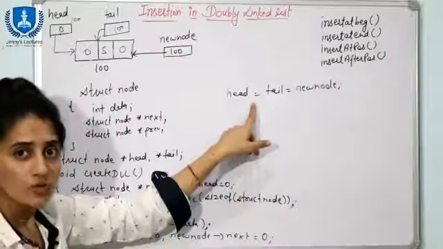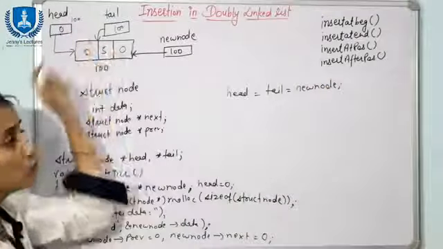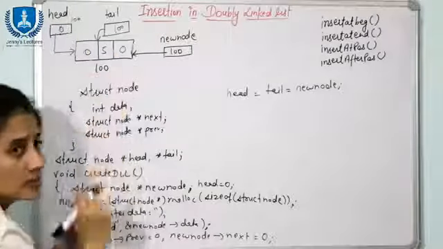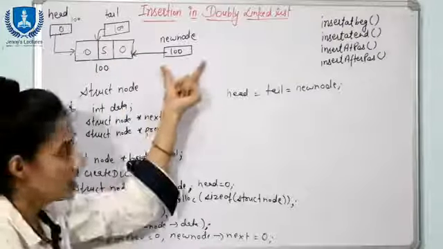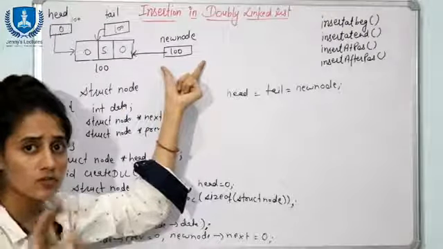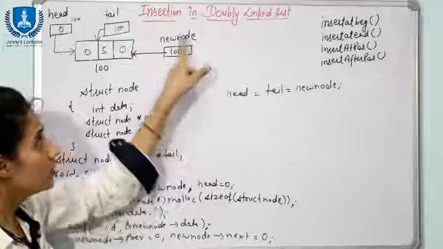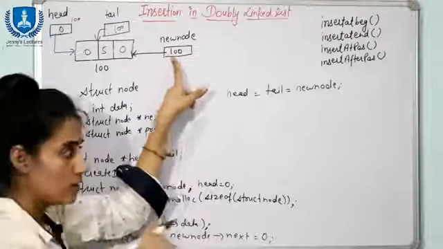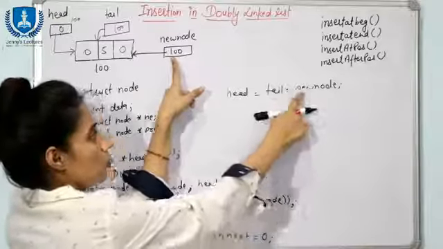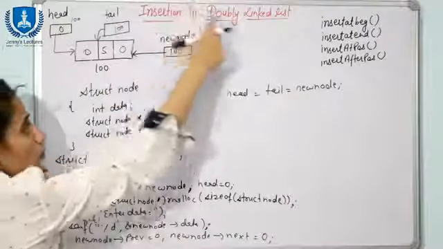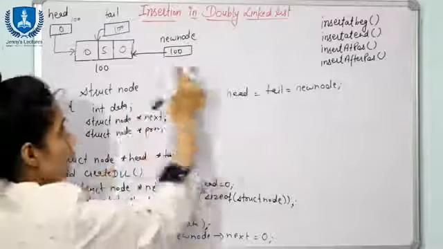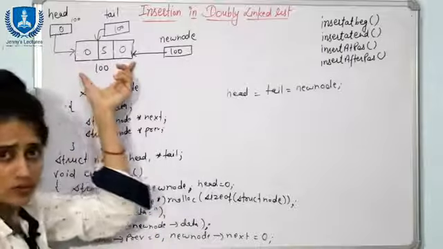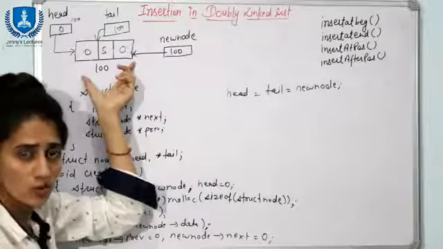See, but this is the case when head is equal to 0, which means when the list is empty. Suppose we have inserted one node, and I want to insert a second node, and the address of the second node is 200. In that case, the new node will contain 200. If you do head is equal to tail is equal to new node, both head and tail are going to point to that new node, that is 200 is going to be stored in head and tail. Now you will lose the reference to this node. So this should not be the case.